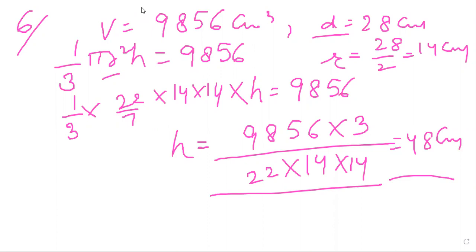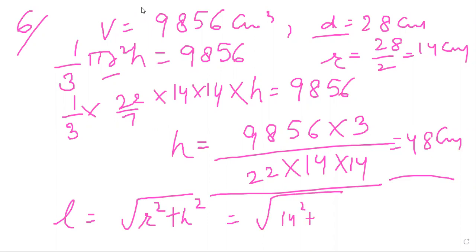In the second part, we have to find out slant height, and we know that the slant height is square root of r square plus h square. We have r also, that is 14 square. We have h also, that is 48 square. So by solving it, we'll get the slant height of the cone, and after that we have to find out curved surface area of cone, which is equal to pi r l. So here we'll put the values of r and l, and then we can get the curved surface area of the cone.